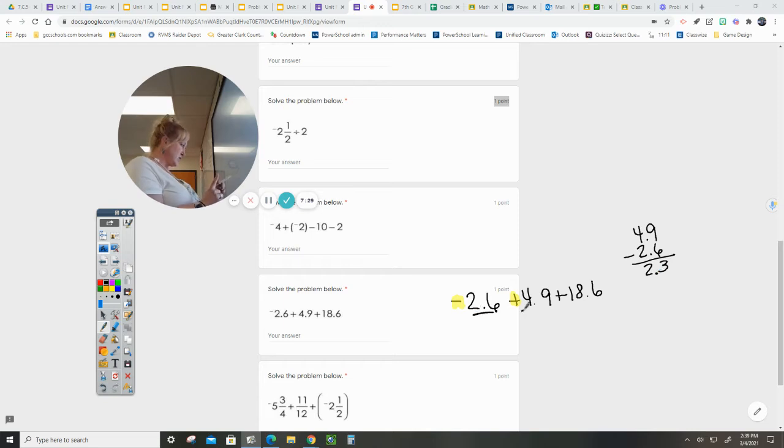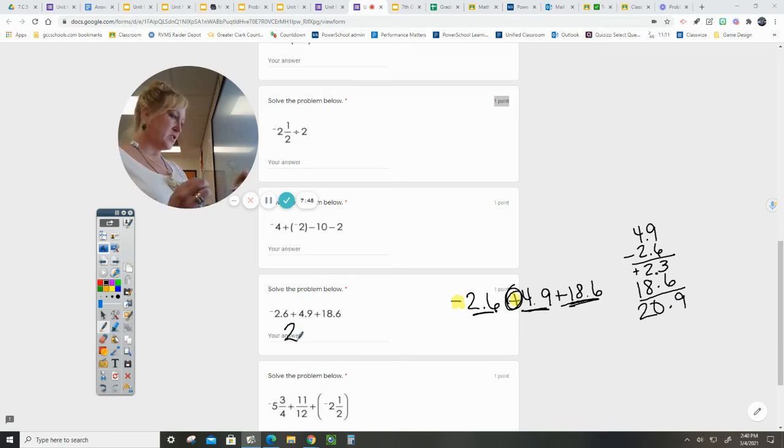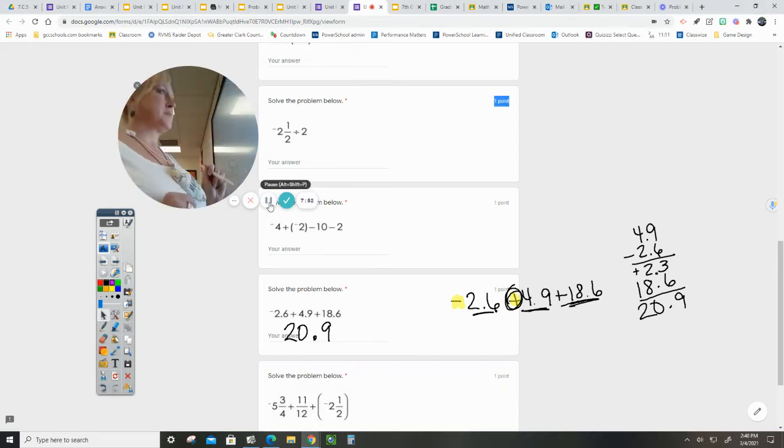Now I'm looking at these two numbers and which one is further away from 0. That would be the positive. So this is positive 2.3. And then I just need to bring this with it, 18.6. I get my answer is 20.9. Let's see if I'm right. You know I always have to try to check. Give myself a thumbs up because, yes, I got that one right.